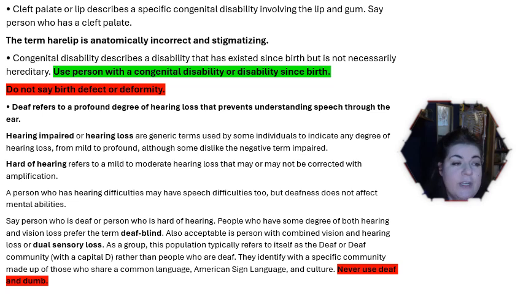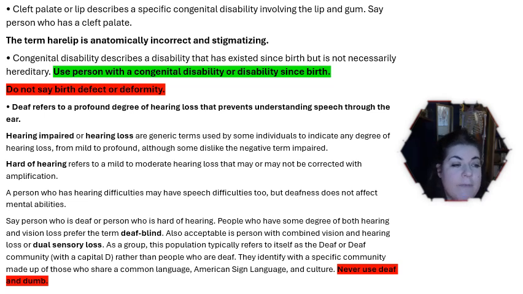Congenital disability describes a disability that has existed since birth. These are things like spina bifida that we talk about in our nervous system class, but not necessarily hereditary. Use person with a congenital disability or disability since birth. Do not say birth defect or deformity.